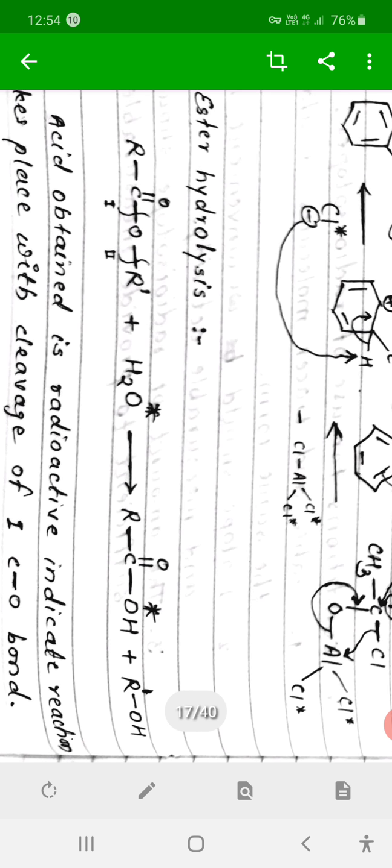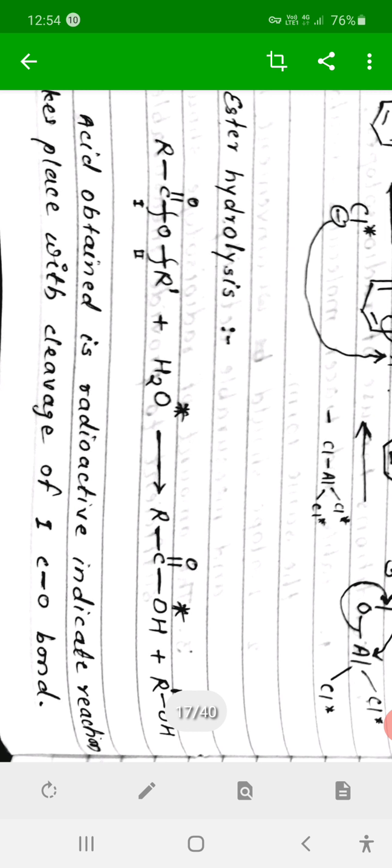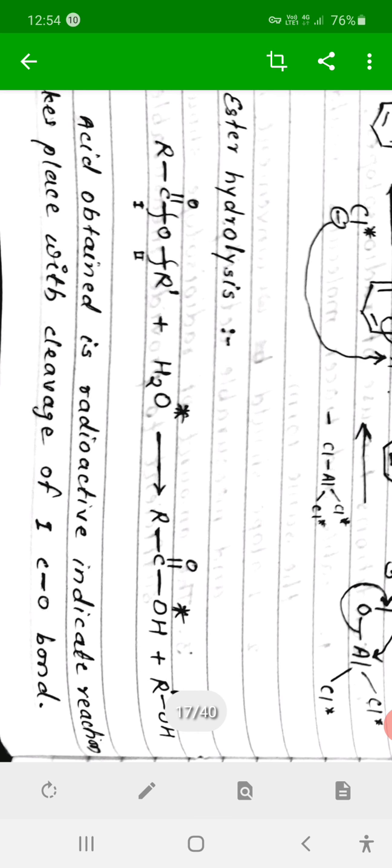If we consider ester hydrolysis, ester, which functional group is that? RCOOR dash. R dash may be the same, may be different. Then in hydrolysis, what is the meaning of hydrolysis? Addition of water. Hydro means water, lysis means break down. During addition of water, breaking of the water molecule takes place, into OH and H.